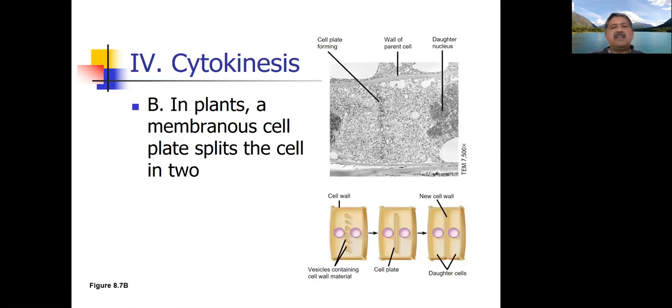And that doesn't occur in plant cells because in plant cells you have a cell wall. So you can't have the pulling of the string that you see in animal cells. Instead, what happens is you have this cell plate starting to form right there. Once it becomes complete, you've got your two cells. And so you have cytokinesis.